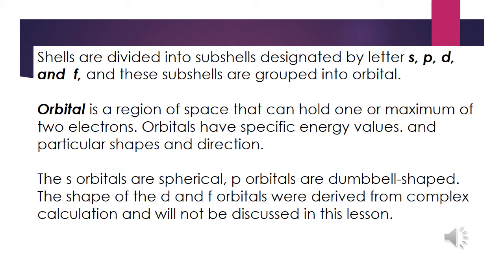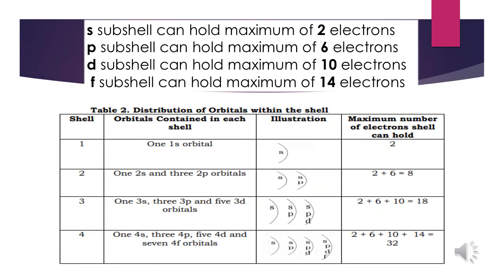The shapes of the d and f orbitals were derived from complex calculations and will not be discussed in this lesson. The s subshell can hold a maximum of 2 electrons. The p subshell can hold a maximum of 6 electrons. The d subshell can hold a maximum of 10 electrons. The f subshell can hold a maximum of 14 electrons.